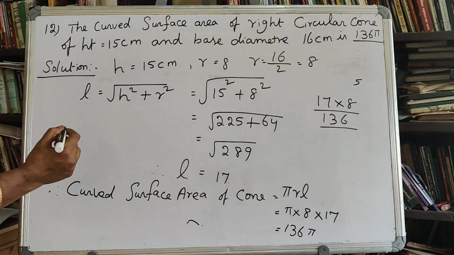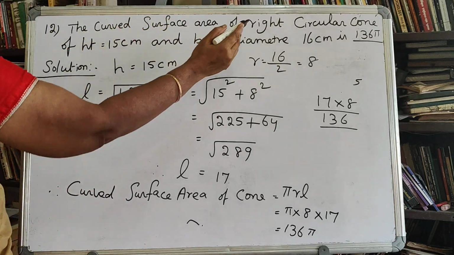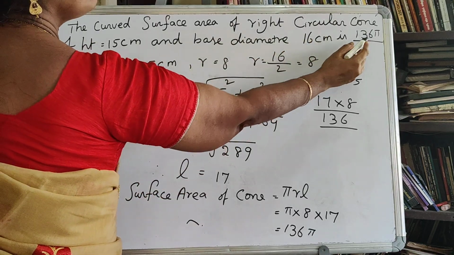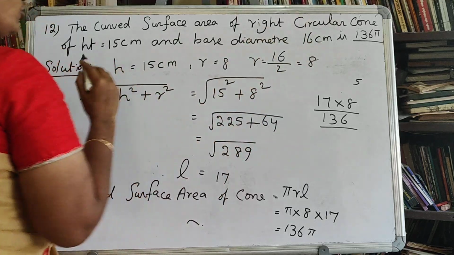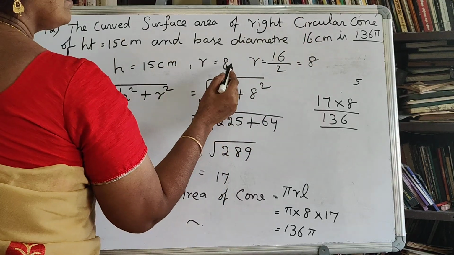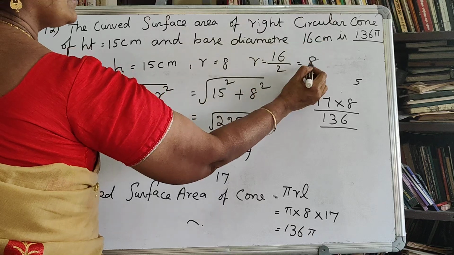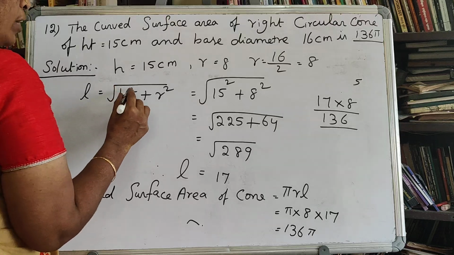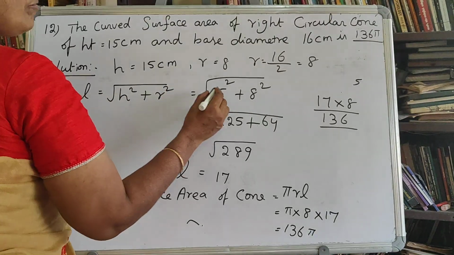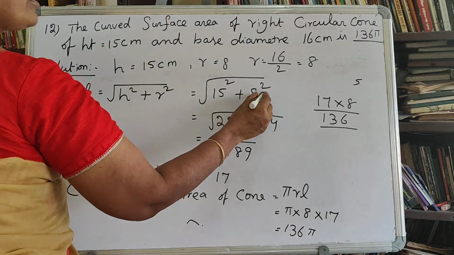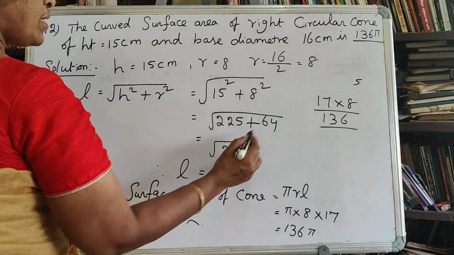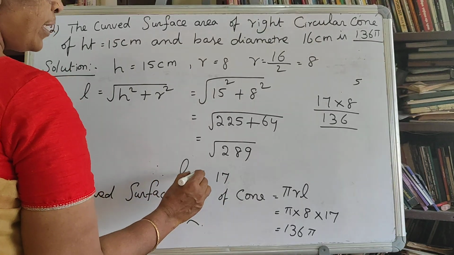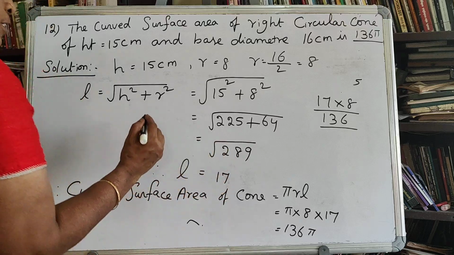That's all. Now once again, the curved surface area of right circular cone of height 15 centimeter and base diameter 16 centimeter is dash. Solution: height 15 centimeter, radius we find out, diameter is 16, so radius is 8. Then length L equal to root of 15 square plus 8 square. So 225 plus 64, 289. So L equal to 17.